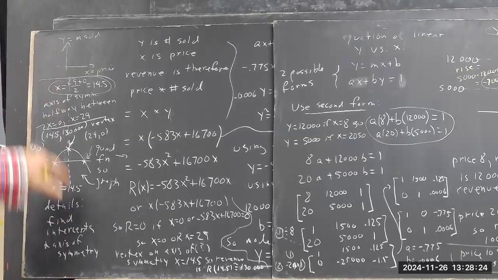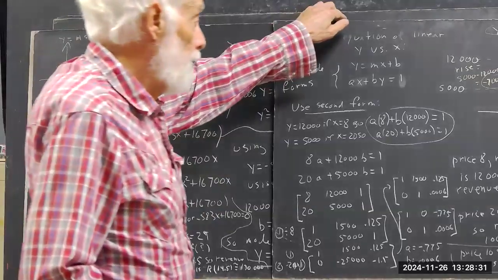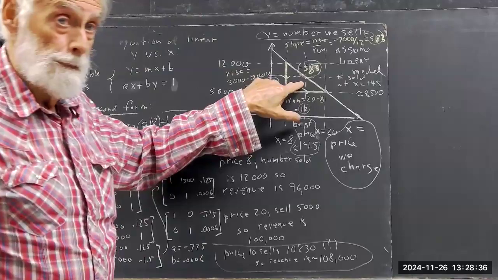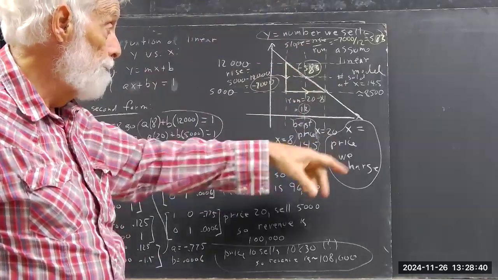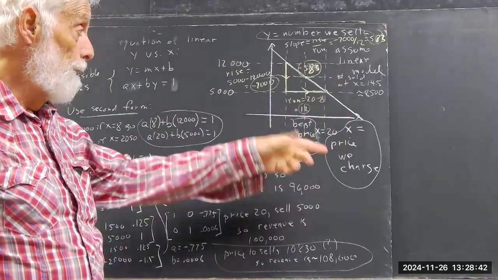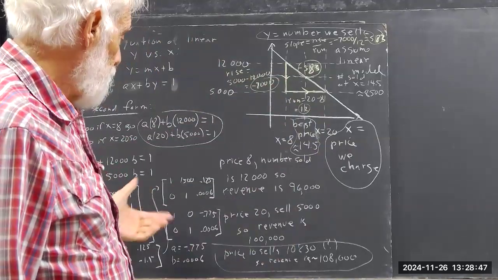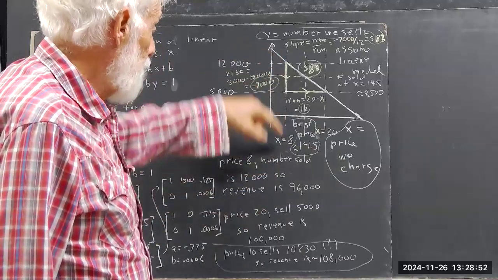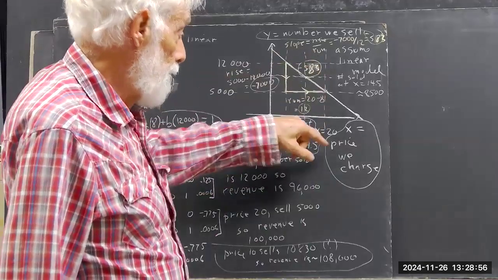The x coordinate of the vertex tells me how much to charge. The y coordinate of the vertex tells me how much I make. And everything is reasonably consistent with this graph. Estimates of this graph: I put 14.5 here, I sell 8,000, or 8,500. That gives me an estimate in the ballpark of 130,000. And that's better than the 96,000 we got setting the price at 8 and the 100,000 we got setting the price at 20.